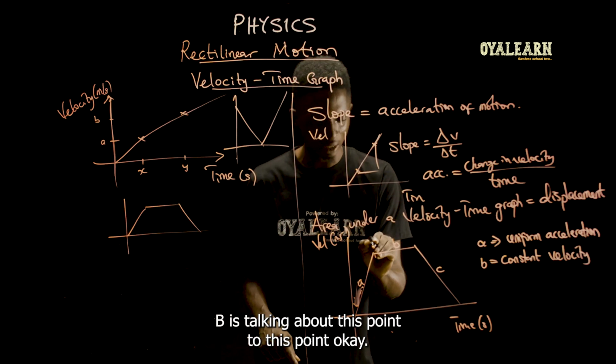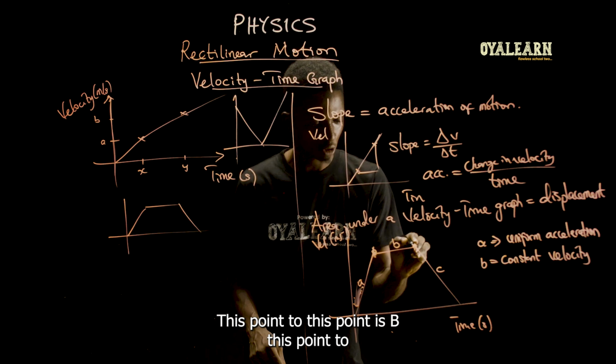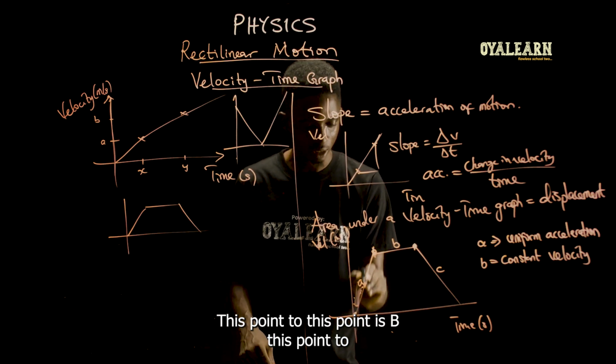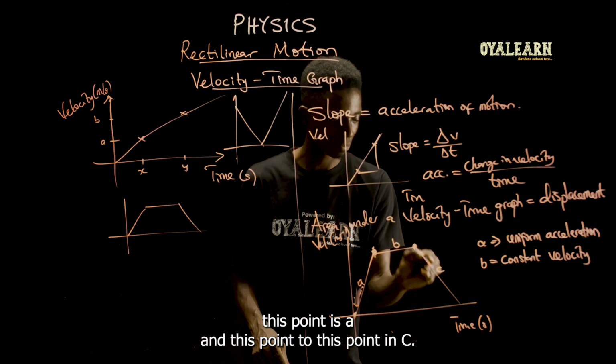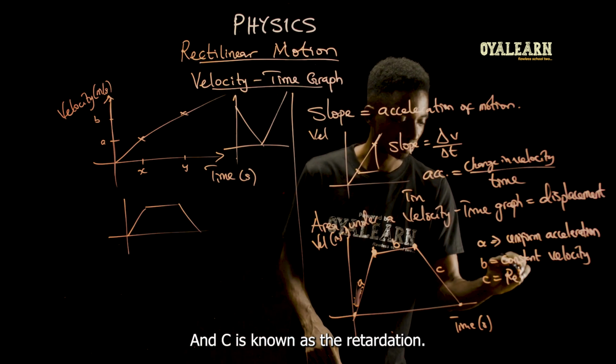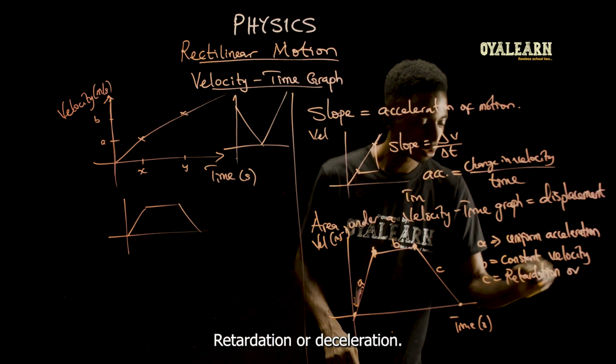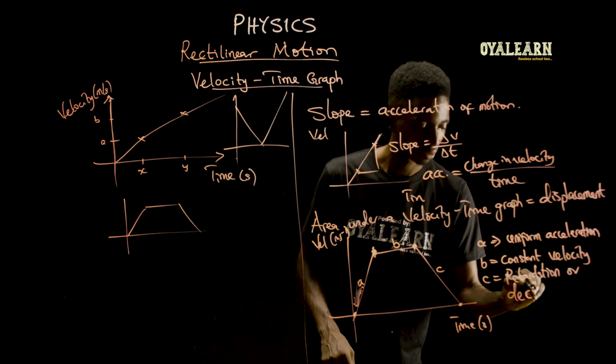Please note, line B is talking about this point to this point. Okay? This point to this point is B. This point to this point is A. And this point to this point is C. And C is known as retardation, or deceleration.